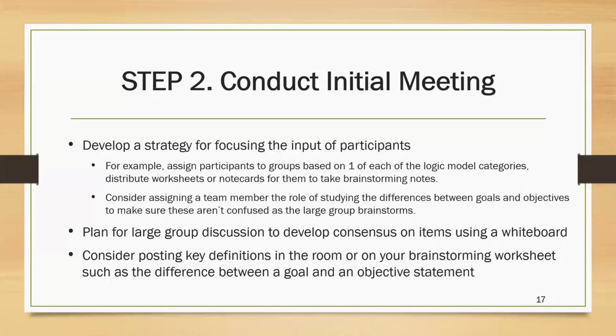After you've selected an initial template, it can evolve, but you have to make a selection initially. Conduct the initial meeting. Develop a strategy for focusing the input of participants. For example, you might assign participants to groups based on one of each of the logic model categories. Distribute worksheets or note cards for them to take brainstorming notes. Consider assigning a team member the role of studying the differences between goals and objectives, the language that people are using, and help to shape that language to make sure they aren't confused as the big group brainstorms.